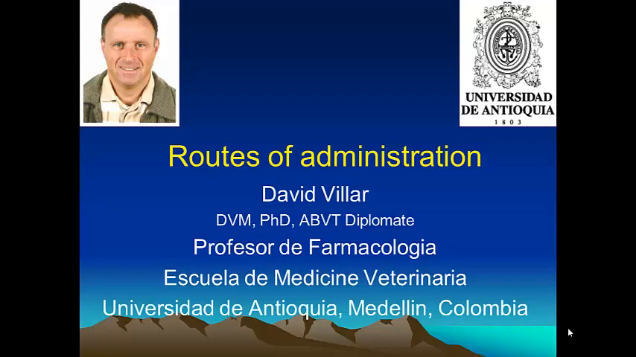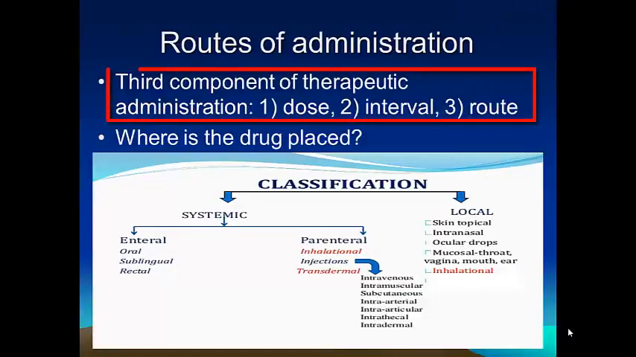Welcome to this presentation. We are going to talk about the different routes of administration, which, as you may have already guessed, is the means by which the drug is given to a patient. And I will start by saying that the three components of therapeutic administration of drugs are the dose, the interval, and the route of administration. As you can see, the route of administration is the third component of the dosage information in any prescription.